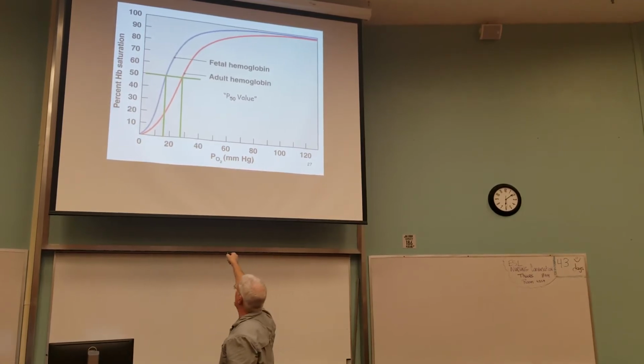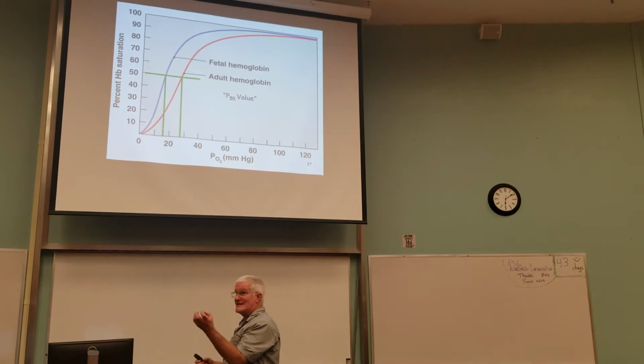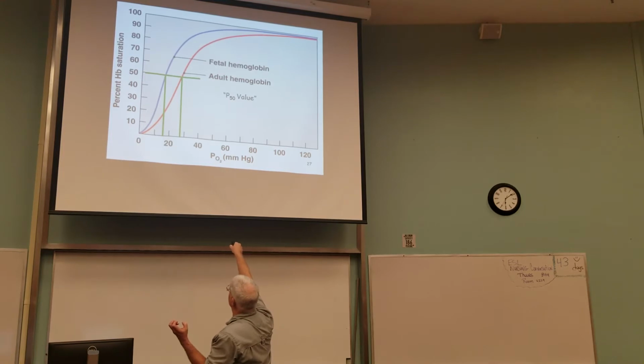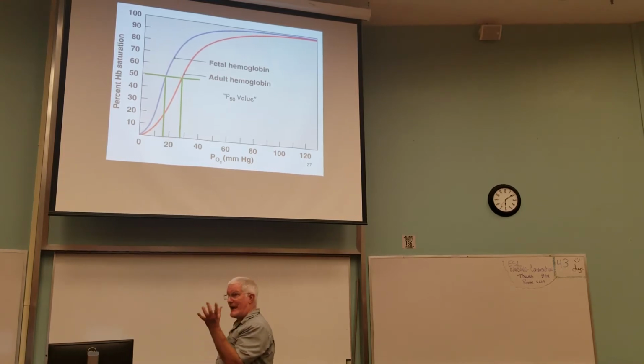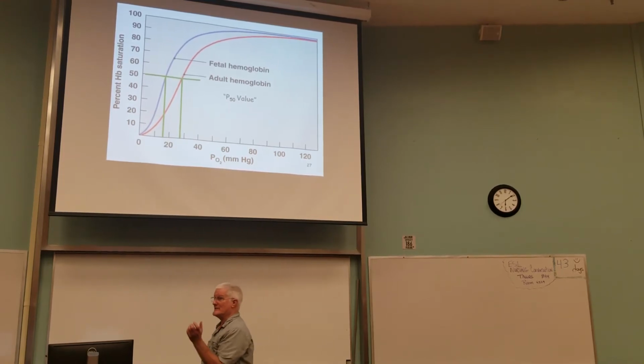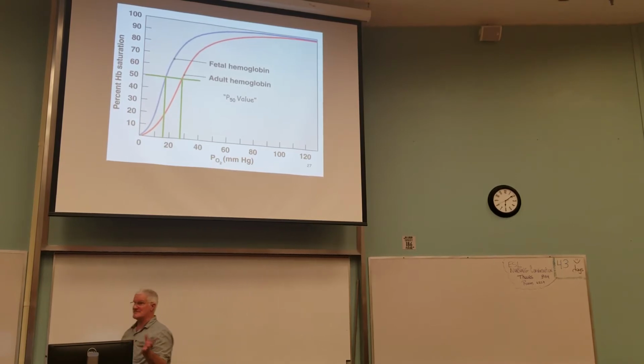And if it's lower, that means it has a higher affinity, because it's hanging on to the oxygen with a further decrease in PO2 compared to mom. It's a comparative idea. And that means you can also compare animal to animal, species to species.